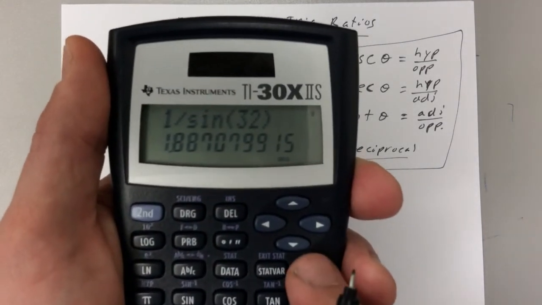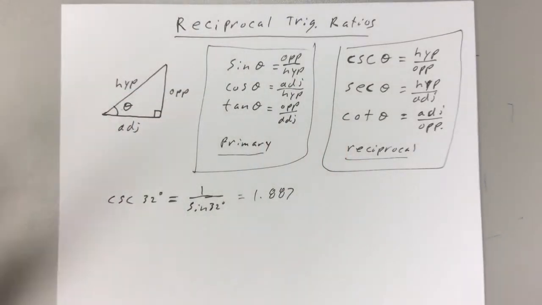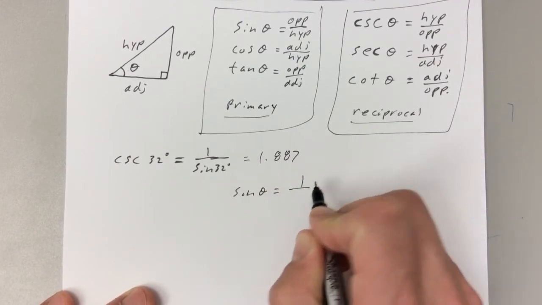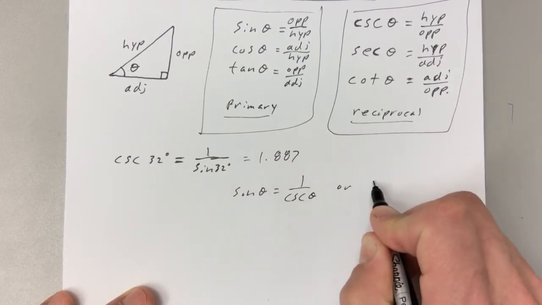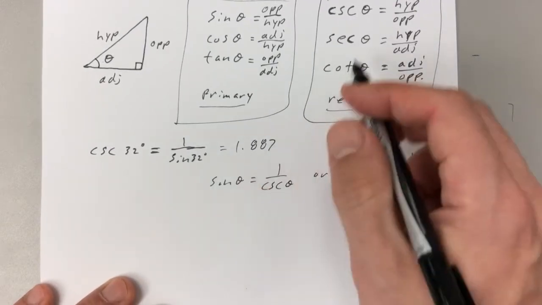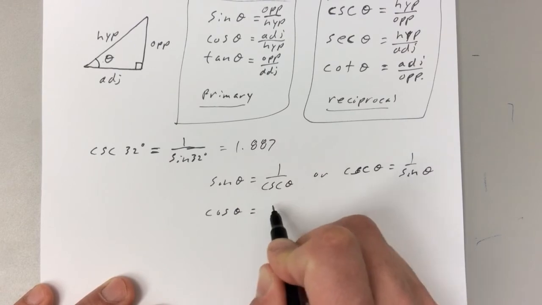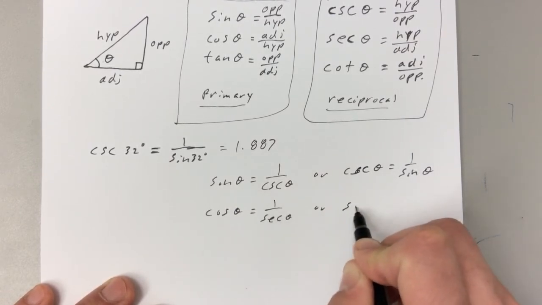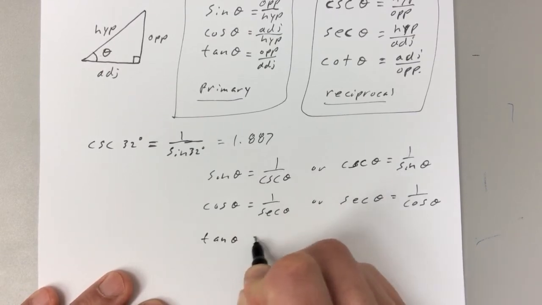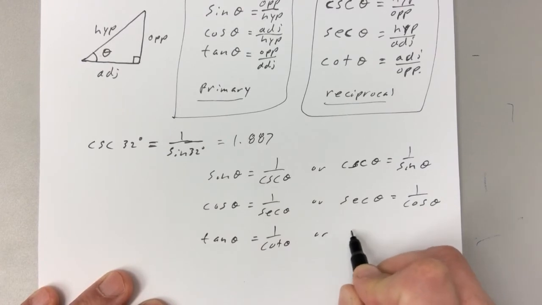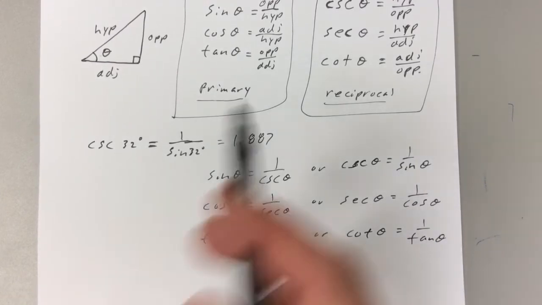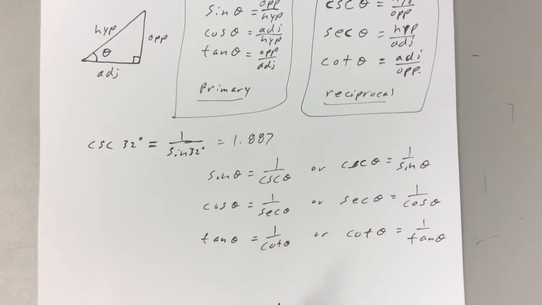Okay, so in order to evaluate these, you have to convert them to sine, cosine, or tan. Okay, so basically you can write sine theta equals 1 over cosecant theta, or cosecant theta equals 1 over sine theta. And that's true for the other ones as well. So cosine theta equals 1 over secant theta, or secant theta equals 1 over cos theta. They're the reciprocals. And last, tan theta equals 1 over cotan theta, or cotan theta equals 1 over tan theta. Okay? So on your calculators, if you want to figure out what the angles are, you need to convert them to sine, cos, or tan.